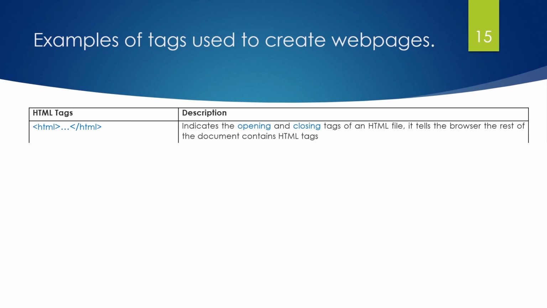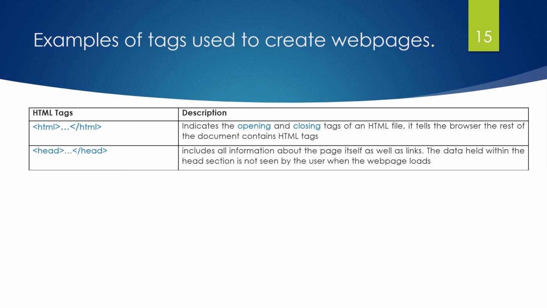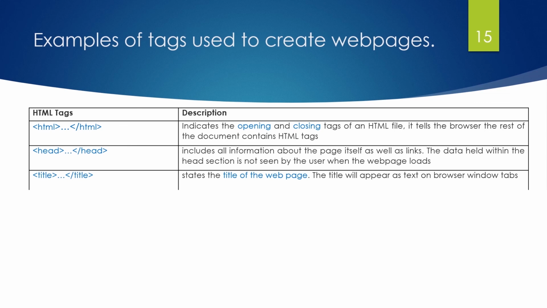The first one, we have the HTML tags. What does it do? It indicates the opening and closing tags of an HTML file. It tells the browser the rest of the document contains HTML tags. We have the head, which includes all information about the page itself as well as links. The data held within the head section is not seen by the user when the web page loads. We also have the title. The title states the title of the web page. The title will appear as text on the browser's window tab.